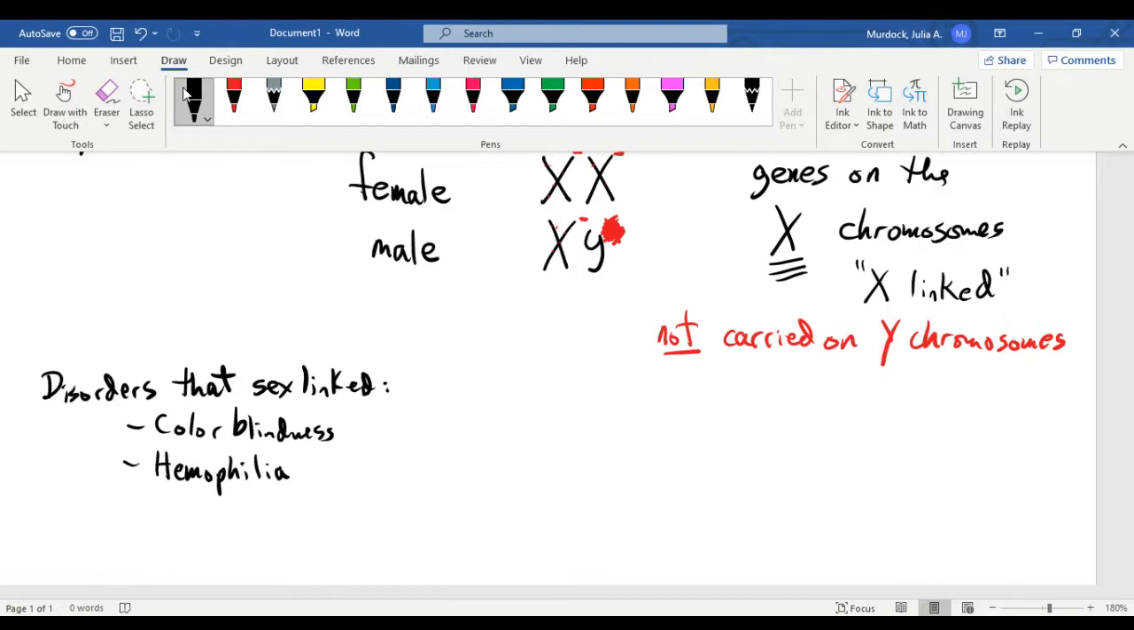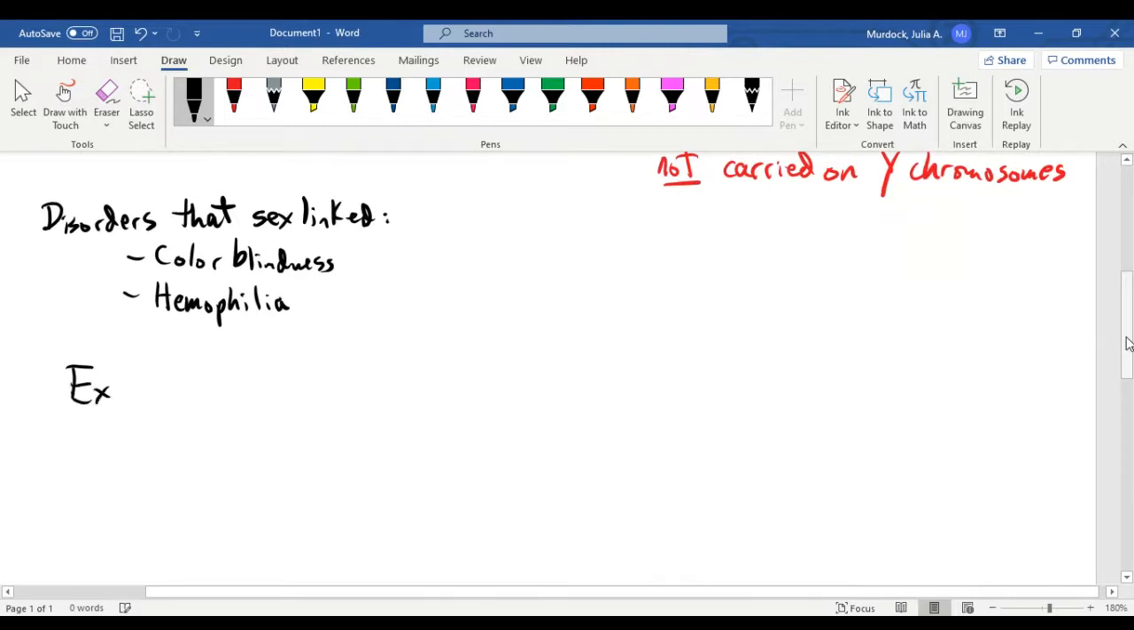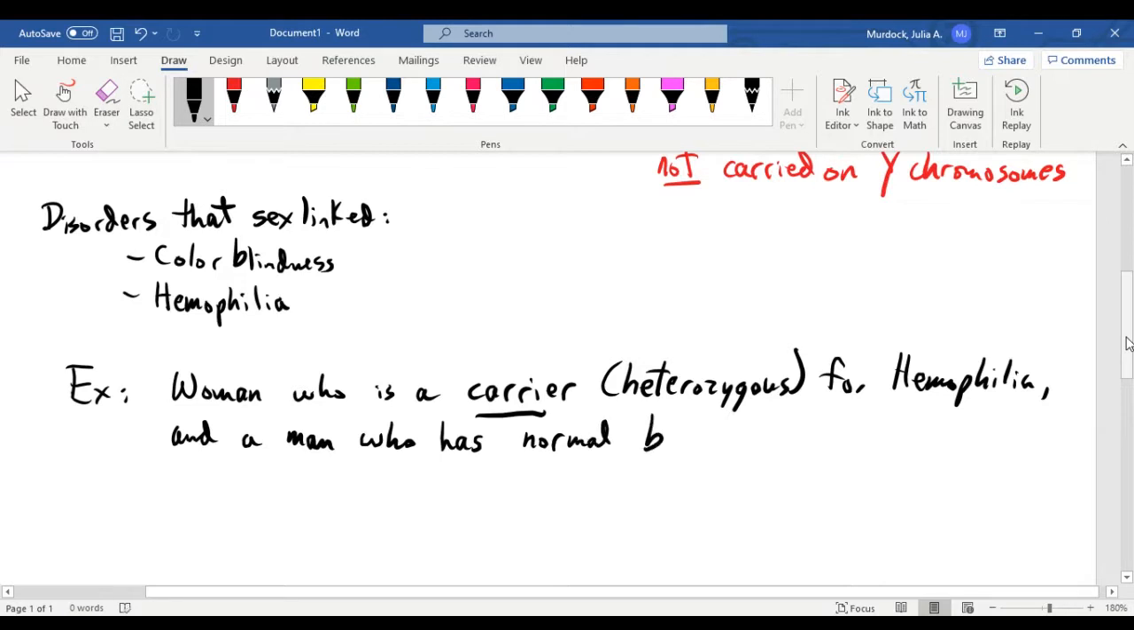Okay, so if we use this notation, now let's do a quick example problem. Let's say you have a woman who is a carrier. Carrier means you are heterozygous, okay? That's what you need to know. And you know what that is. For hemophilia. And a man who has normal blood clotting, okay? Normal blood clotting. Now that is actually enough information to do the genotypes for both parents.